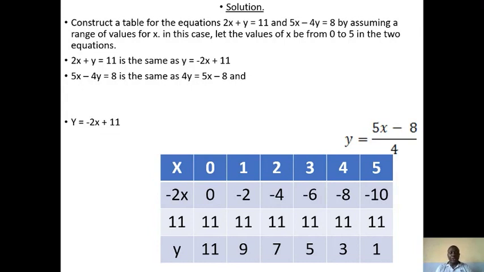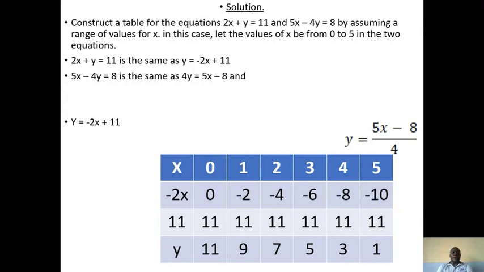The table below is for y equals minus 2x plus 11. If you look at the table here, I gave the values of x as 0, 1, 2, 3, 4, 5. Then the first item in the formula is minus 2x, so the next row is minus 2x, using minus 2 to multiply each value of x. The next item there is plus 11, which you see all through.